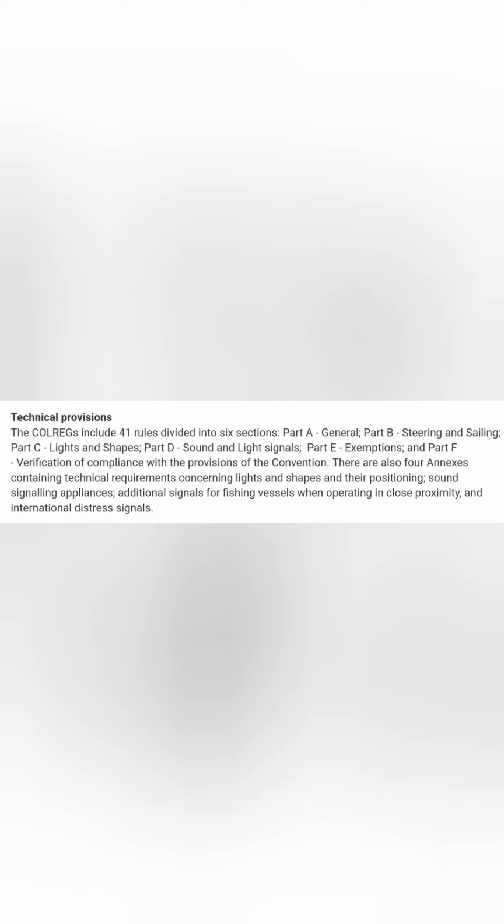What is Annex 1? Annex 1 is positioning and technical details of lights and shapes. Annex 2 is additional signals for fishing vessels fishing in close proximity. Annex 3 is technical details of sound signal appliances. Annex 4 is distress signals, which lists the signals indicating distress and need of assistance.